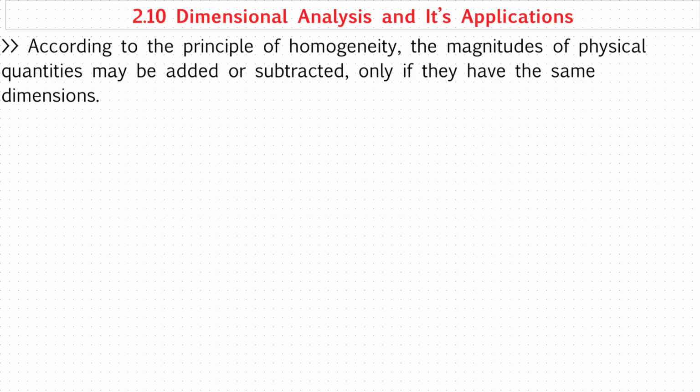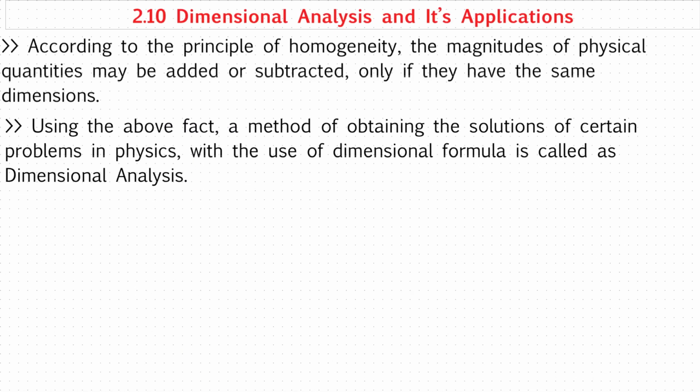But we cannot add or subtract if the dimensions are different. That means I cannot add 2 meter plus 3 second. I cannot add 5 second plus 7 degrees Celsius. I cannot even subtract 5 second minus 2 degrees Celsius because the dimensions are different. So we can add or subtract only those magnitudes which have the same dimensions, that means which are of the same physical quantities. Now let's move further.